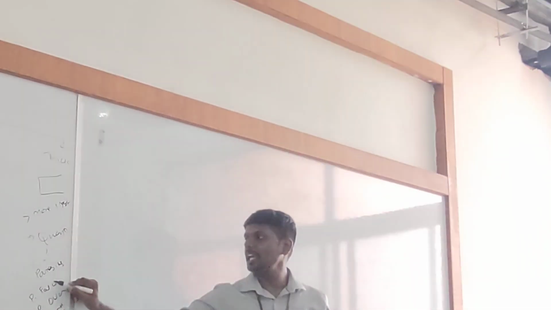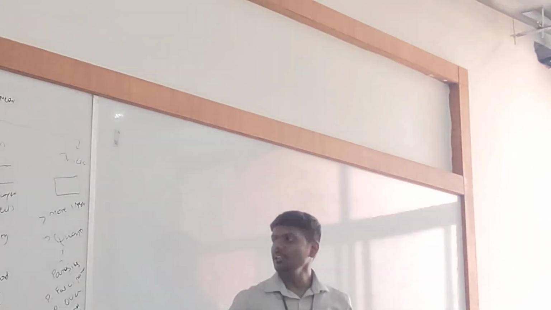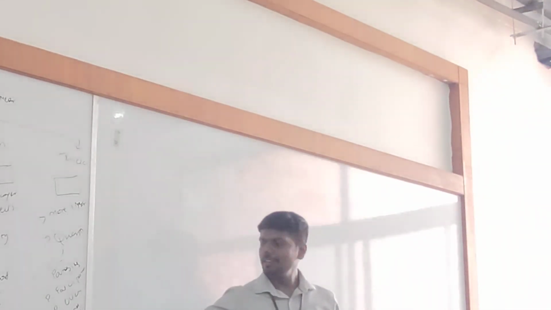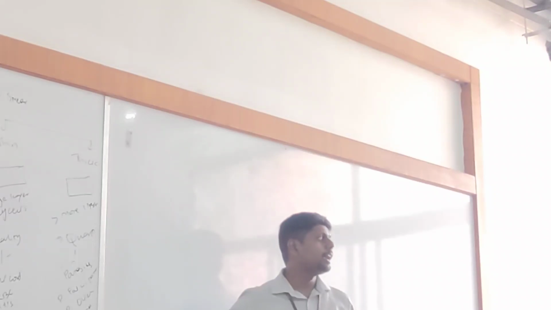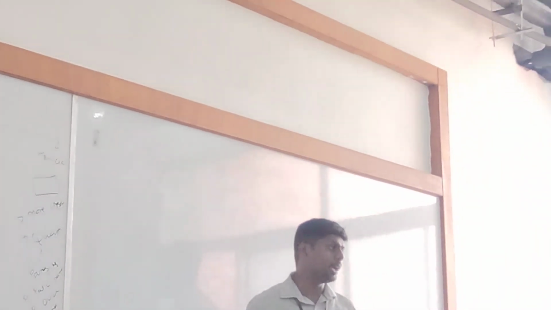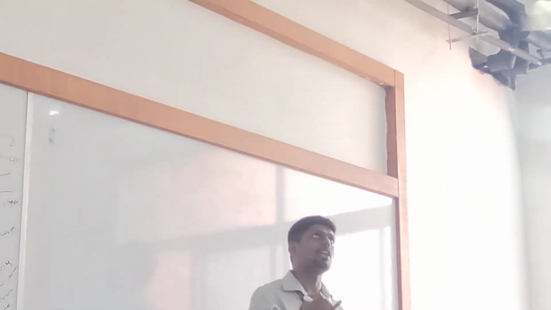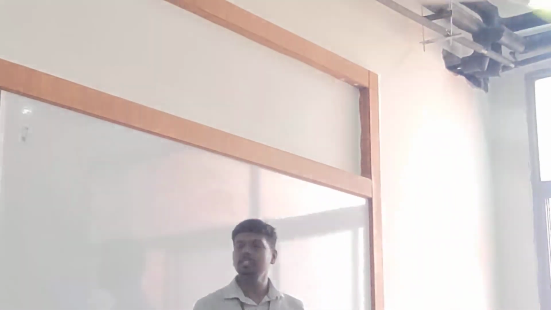Falciparum. P. falciparum, P. ovale, P. malariae, P. vivax, and Leishmania species. Leishmania, we have multiple species: Leishmania donovani, Leishmania brucei. There are multiple species. Anyway.